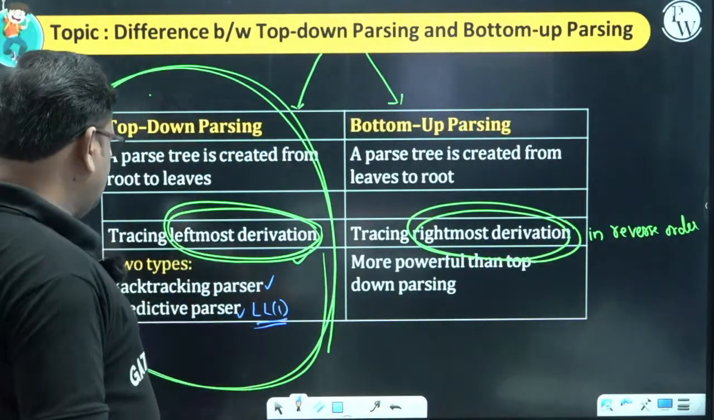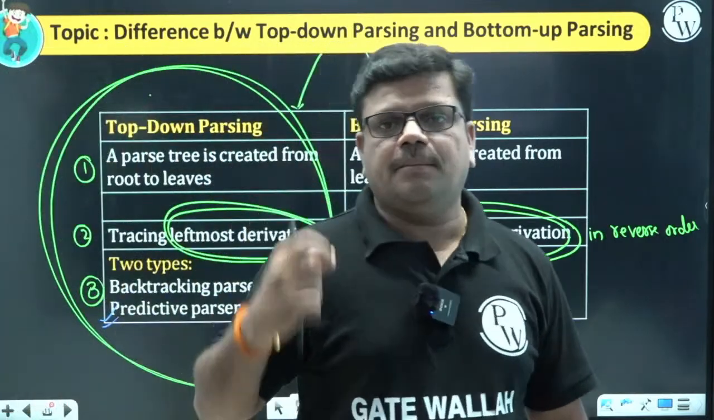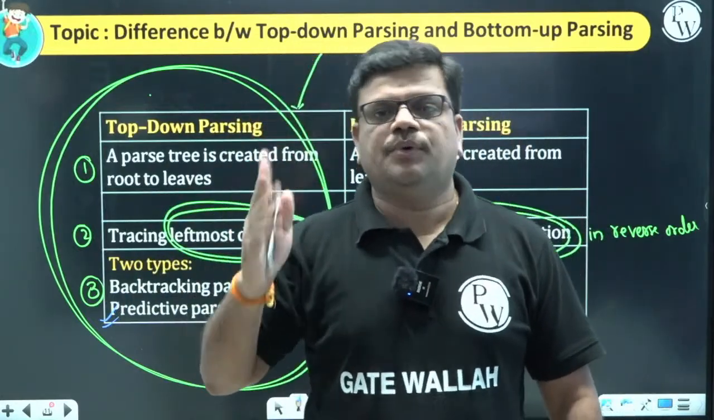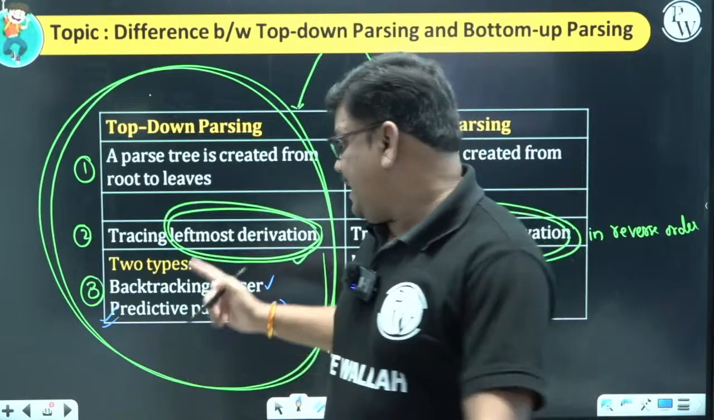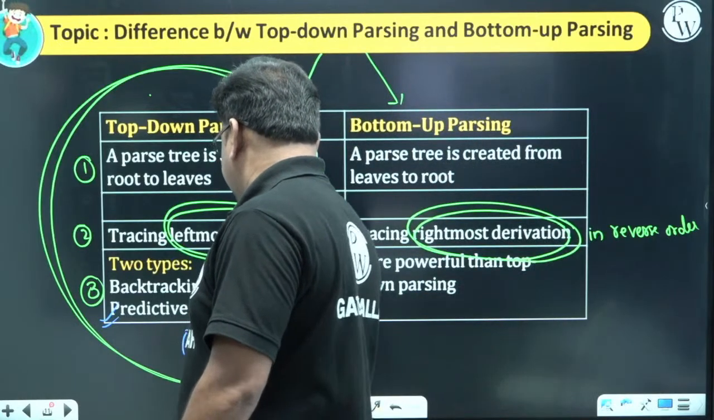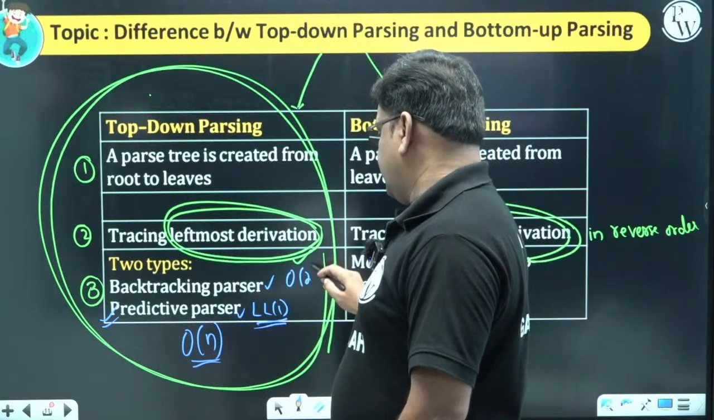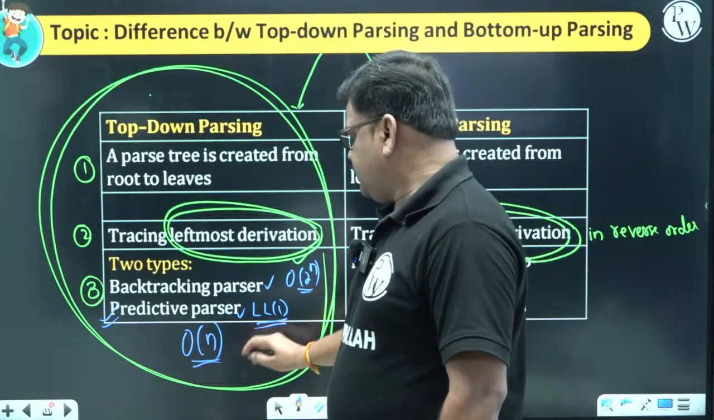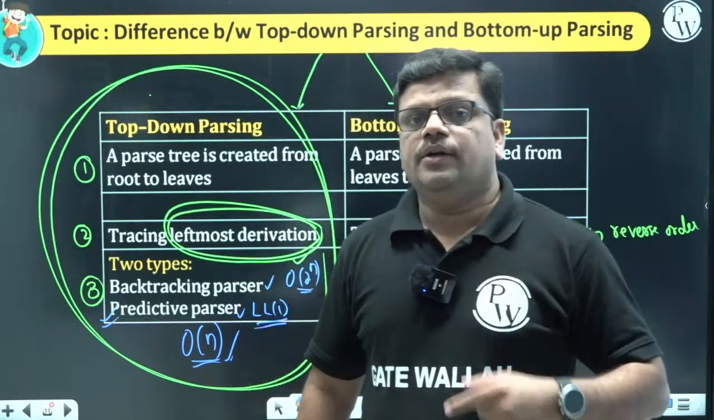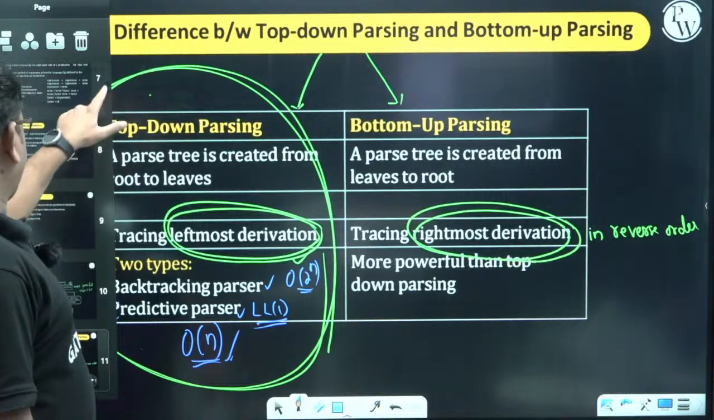Backtracking is not suitable for practical parsers, because if you design a parser using backtracking, going back every time may lead to exponential time complexity. Whereas the predictive parser's time complexity is order of n. Backtracking time complexity is order of 2 power n. That's why the best one is order of n, and today our discussion will be on LL1 parsing. So let us discuss LL1 parsing.